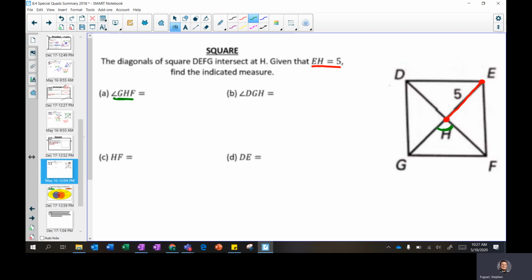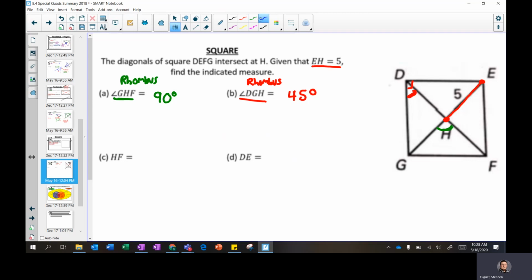And as we know, a square is a specific type of rhombus. Therefore, we know that this angle has to be 90 degrees because diagonals are perpendicular. Moving on to DGH, okay? DGH is going to be right here. Now, we know an entire angle of a square is 90 degrees. And once again, because we know this shape is technically a specific rhombus, we can use the rhombus property that angles are bisected. Therefore, this angle has to be 45 degrees.